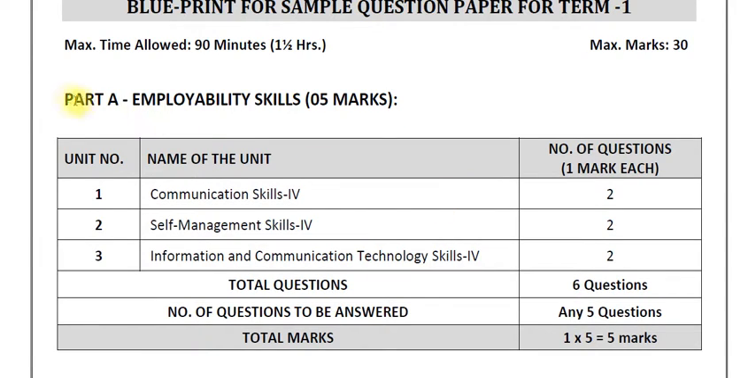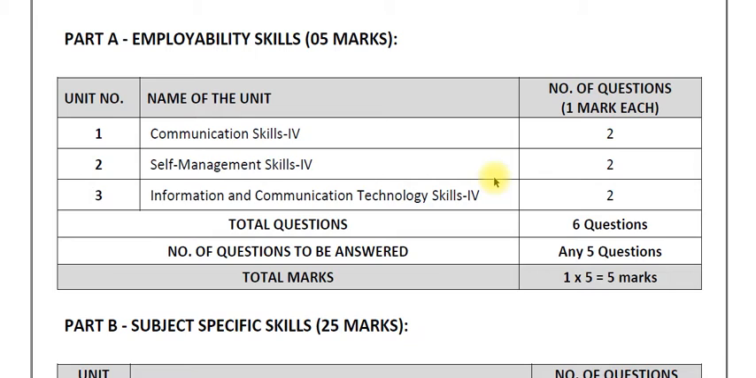And so this part A, employability skills, is going to be for 5 marks. 6 questions are going to be there. You just need to answer only 5 questions out of it. Please remember, only 5 questions. Do not try to attempt anything more than that, because if you do, only the first 5 are going to be taken and the sixth is not going to be taken. So there is no need to do any kind of extra answers.